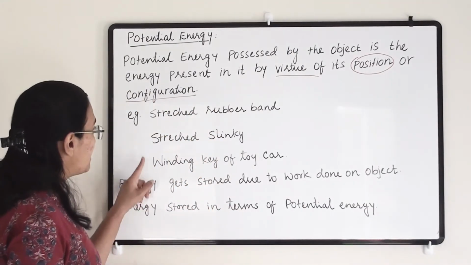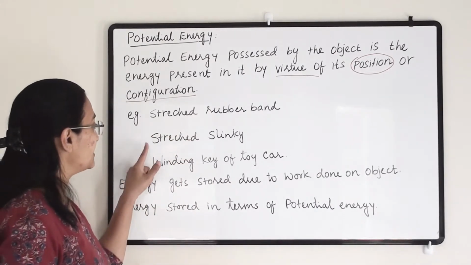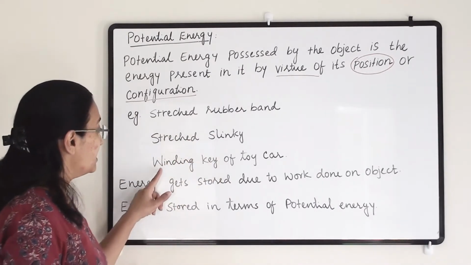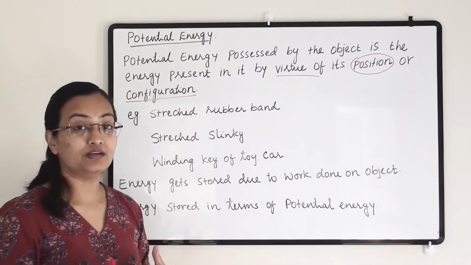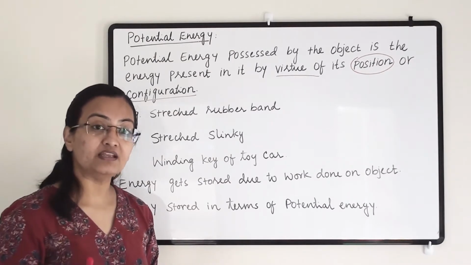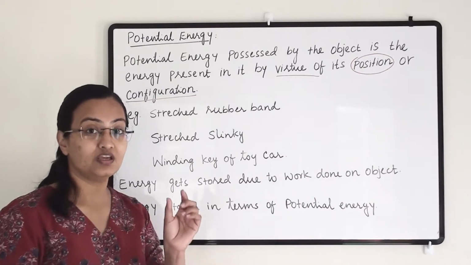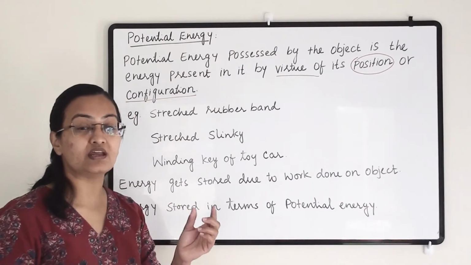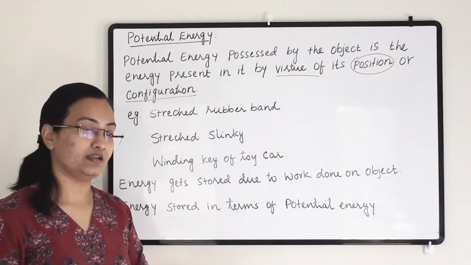Now these are the examples. Stretched rubber band we have seen. Then the second example is a stretched slinky. Then winding the key of the toy car. When we are winding the key of the toy car, our mechanical energy is stored as potential energy in the spring, and once we keep it down on the floor, it will convert into kinetic energy.